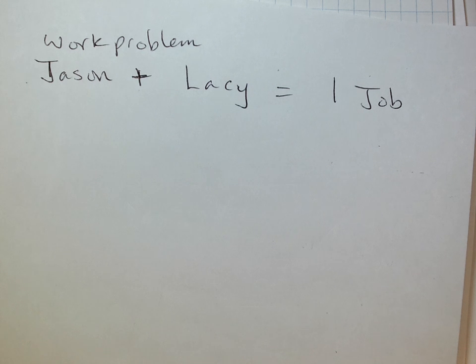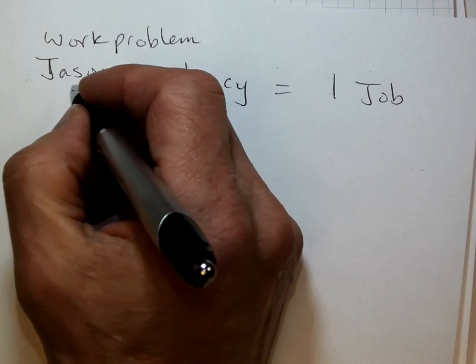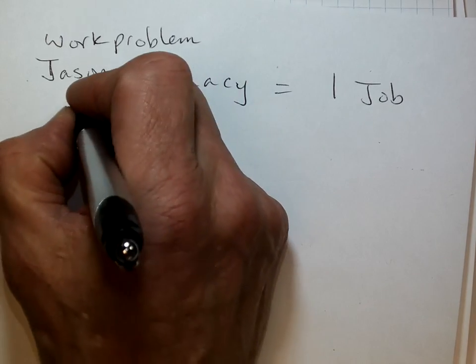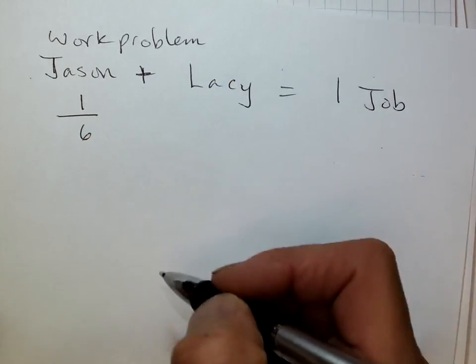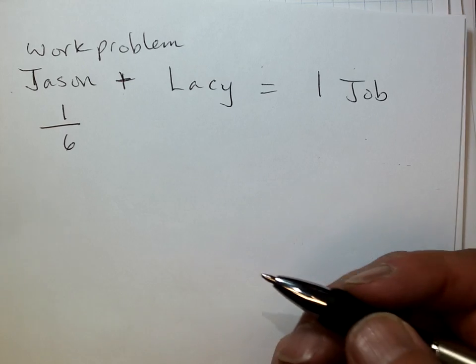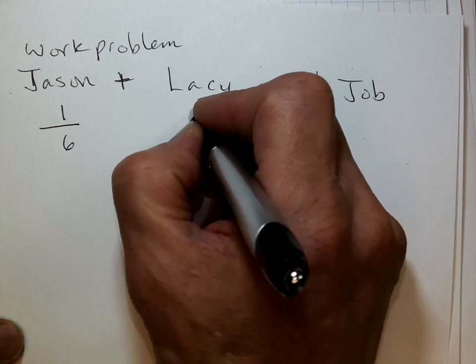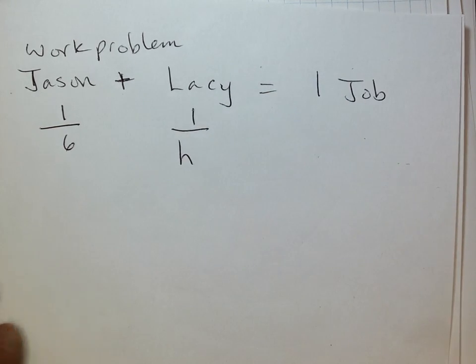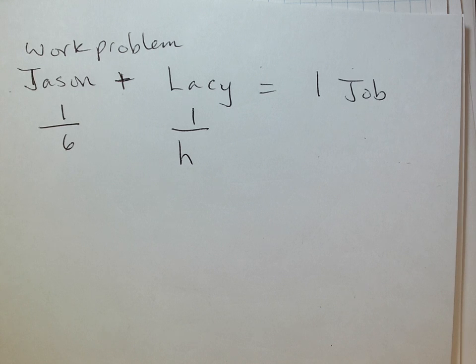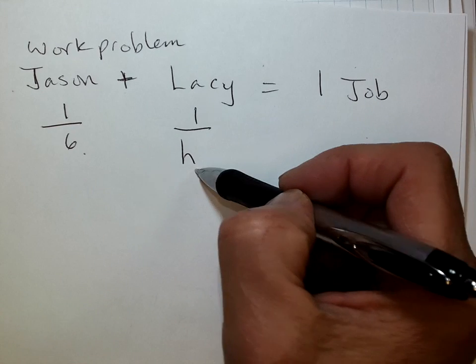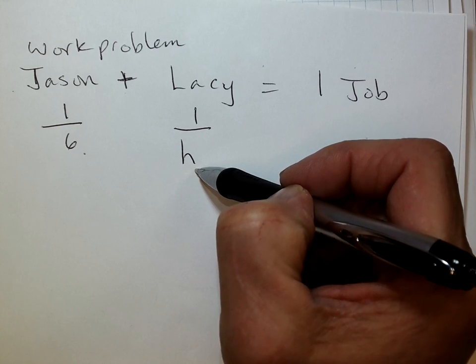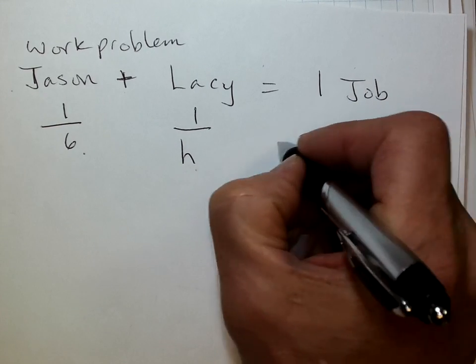Or triple our answer. So, Jason can do the one job all by himself in 6 hours. Lacey by herself, we don't know. She can do the one job in, we'll say h hours, because we don't know how long it takes her to do it all by herself. That's what we want to find out. But Jason can do the one job in 6.